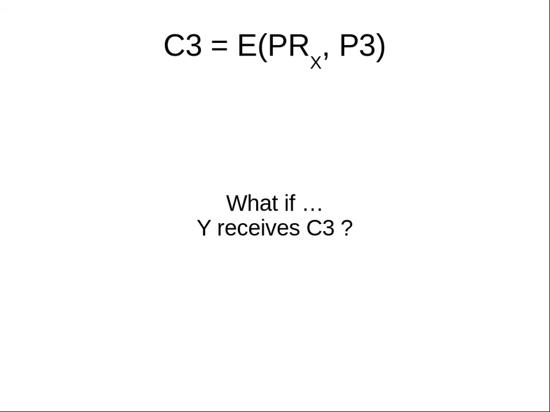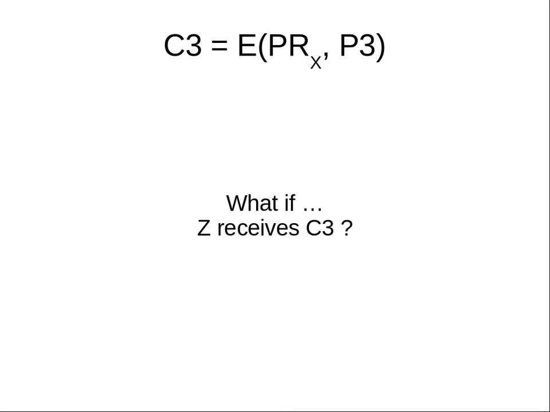So we've got two roles of public key encryption. Have I missed one? Maybe I have. Right, there's another one. Y receives C3. What if Z receives C3? Maybe Z's malicious. What can they do? So same equation. Does Z know P3? Yes, they do, because you need the public key of X to know P3, and it's public. So yes, Z knows P3.